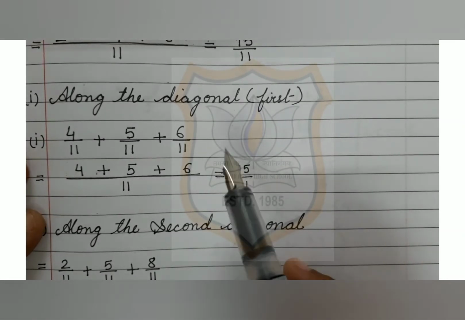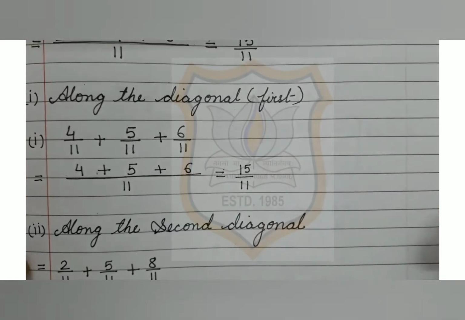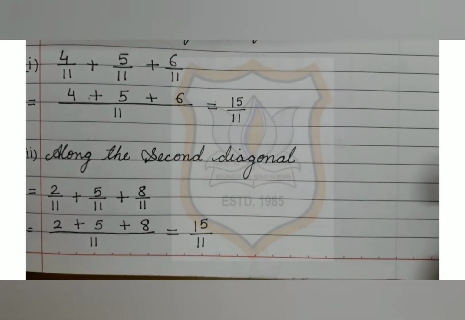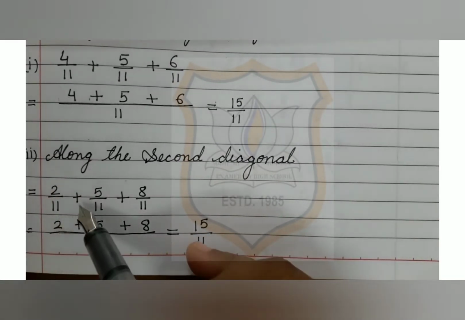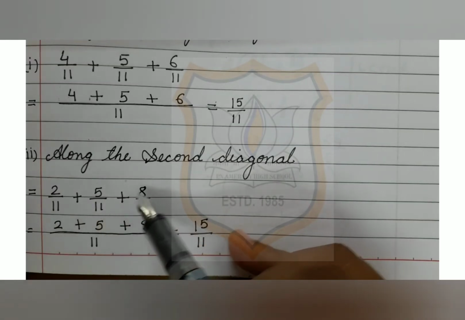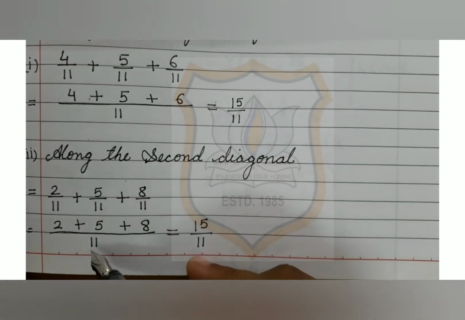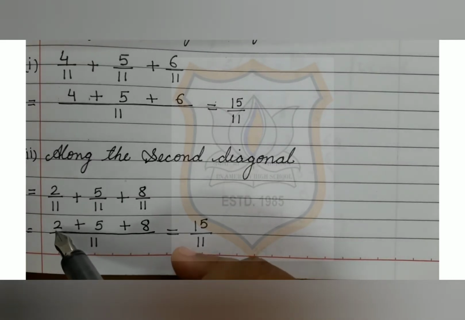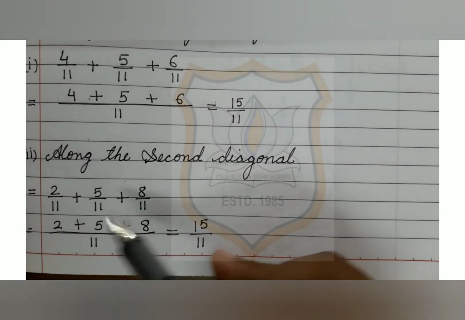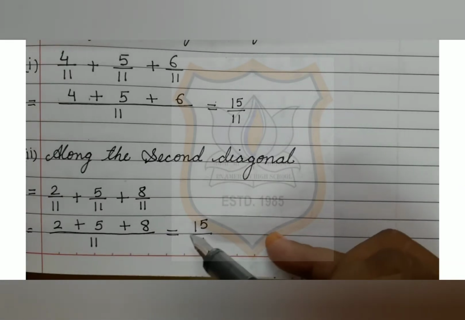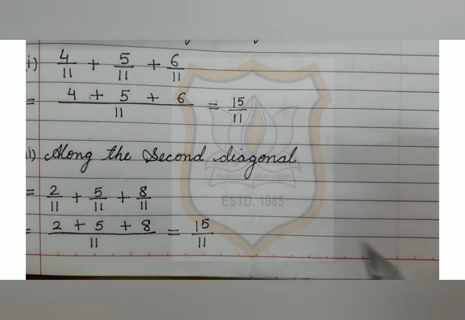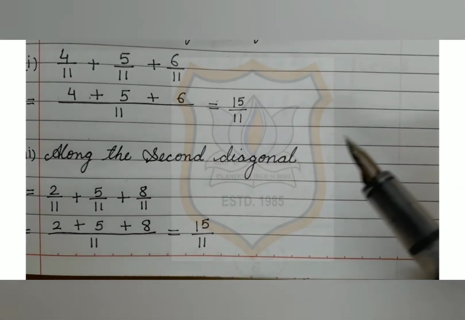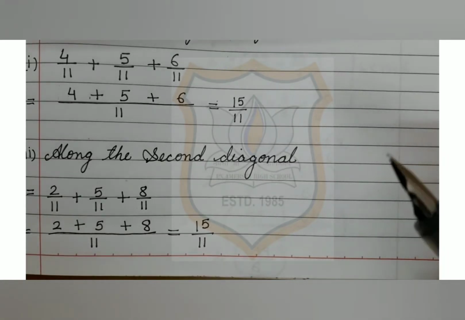This is the answer along the first diagonal, and along the second diagonal, it is 2 upon 11 plus 5 upon 11 plus 8 upon 11. 11 is taken as a common number below the fraction line, and above the fraction line, that is 2 plus 5 plus 8. So 2 plus 5 plus 8 is equal to 15 upon 11. So we can say that along the diagonals also, the answer of the fraction is the same, that is 15 upon 11.